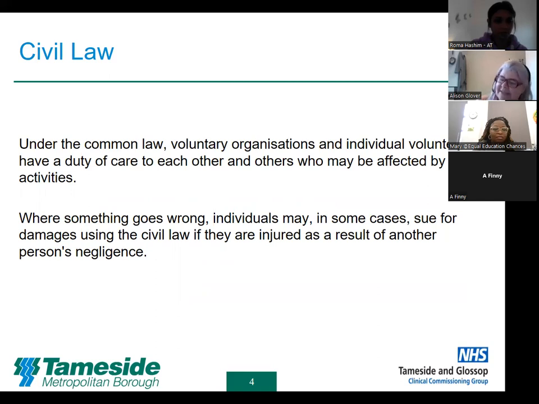Sound familiar? It's the same as the criminal side, but different, because the only difference here is the organisation could be sued for damages under civil law if someone's injured as a result of another person's negligence. Even where an organisation is an employer, there could still be an aspect of civil law which applies. But the thing to highlight here is, even if your organisation is not an employer, you still have a duty of care under civil law to anybody who is either volunteering for you or could be affected by what your organisation is doing.